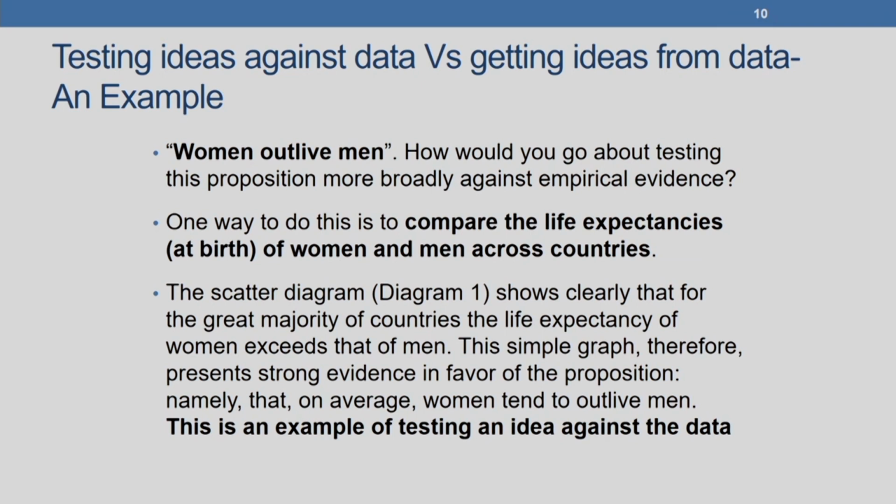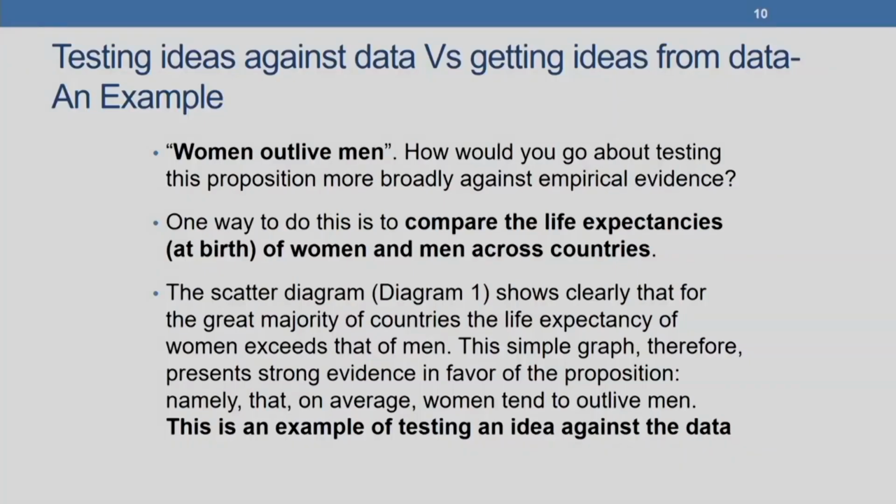Now, let us look at this example where there is this general understanding that women outlive men. Most people will actually know from casual observation that women outlive men. But is this everywhere the case? Is this the case in every country or every region of the world? And how does one go about testing this proposition more broadly against empirical evidence?